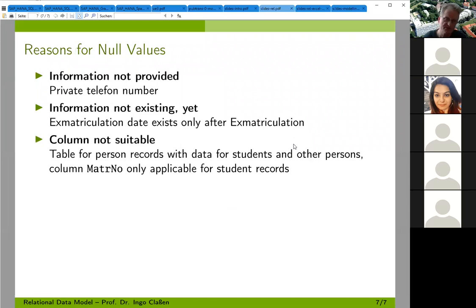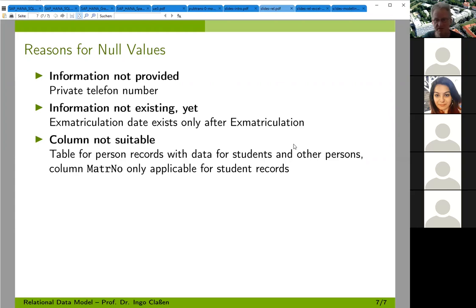And what are reasons for that? For example, the information is not provided. Let's assume you have a form where you register, for example, on the internet, and you get a web page with a form, and you can insert your private telephone number, but that is not required. Then of course you usually wouldn't do that. And then this information is simply not provided, and therefore that column where the customers' private telephone numbers are stored must be allowed to be empty.